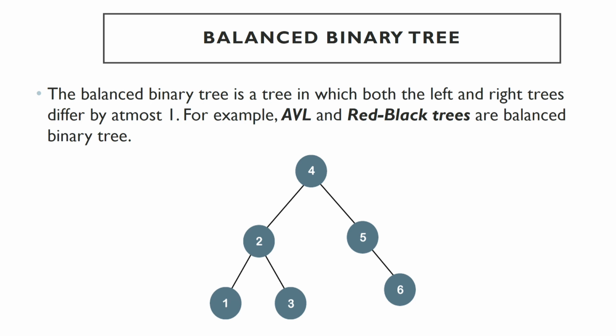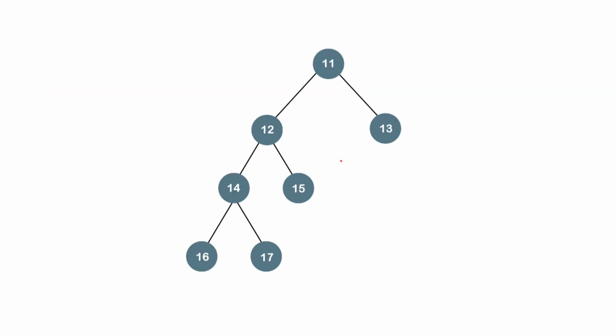The balanced binary tree is a tree in which the left and right subtrees differ in height by at most one. For example, AVL and red-black trees are balanced binary trees. So let's understand this graph. This tree is a balanced binary tree. Why? Because the difference between the left subtree and the right subtree is 0, right? This is the left subtree and the right subtree. The difference will be 0.